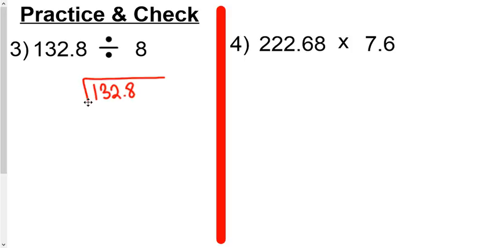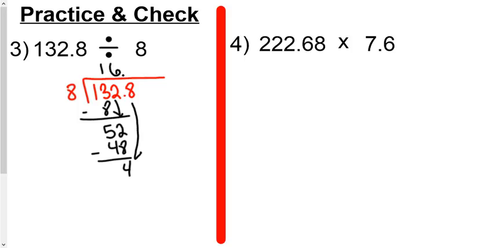132.8 divided by 8. Let's see, 8 goes into 13 one time. So we've got 5 left over, and we pull down our 2. 8 goes into 52 6 times. See this decimal point? Put that straight above it. 8 times 6 is 48. Subtract it. We've got 4 left. And now we can pull down this 8. 8 goes into 48 6 times. So our answer is 16.6.